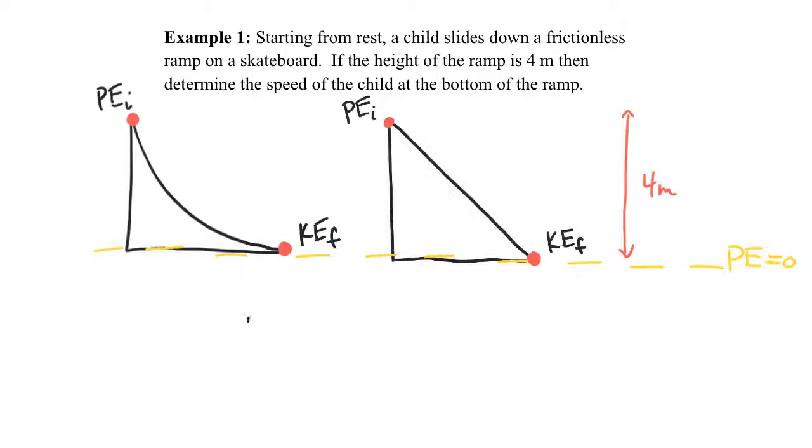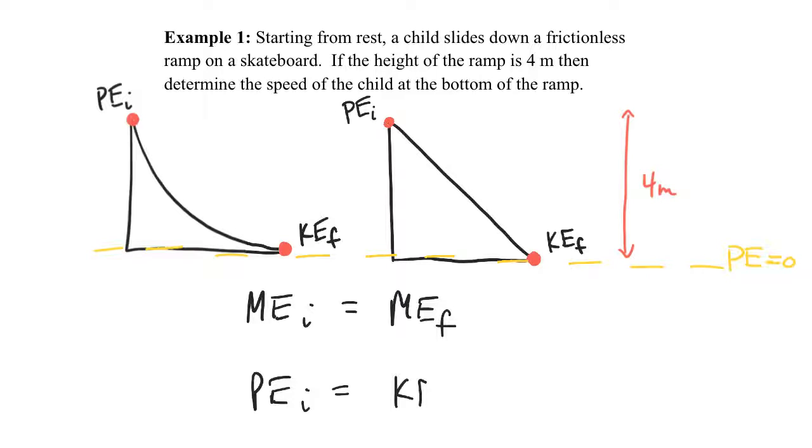So we've got potential energy in the beginning. That's going to replace MEI. And we've got kinetic energy at the end. That's going to replace MEF. Remember, whatever energy the object has in the beginning goes right here. And it could have multiple types of energy.